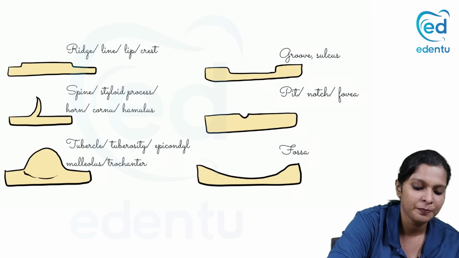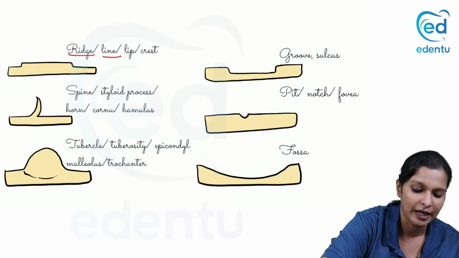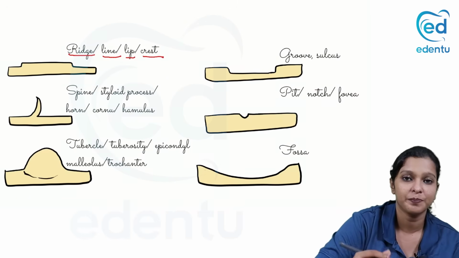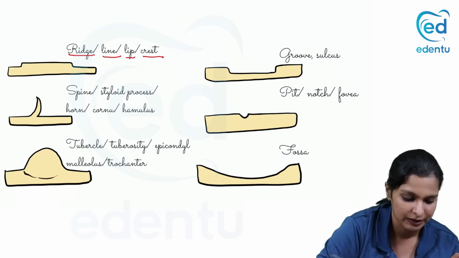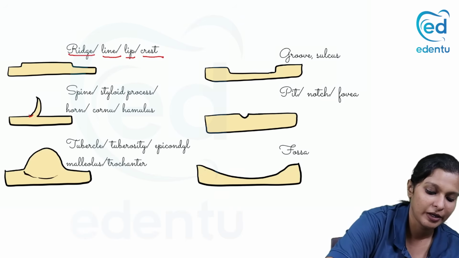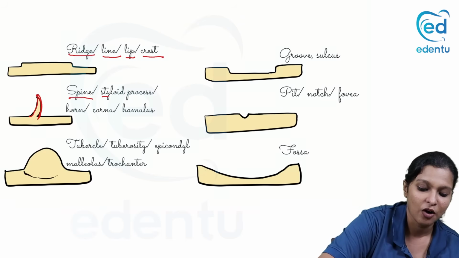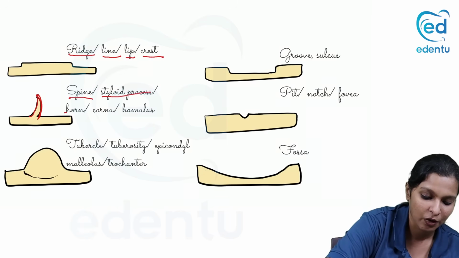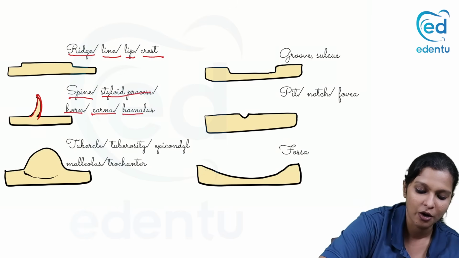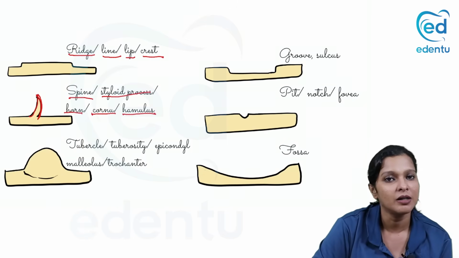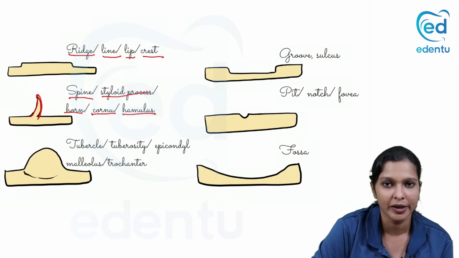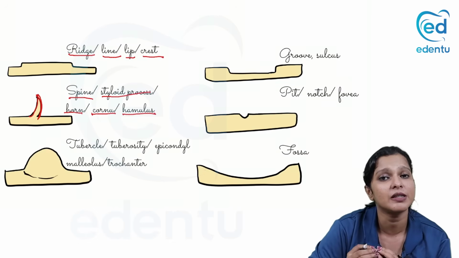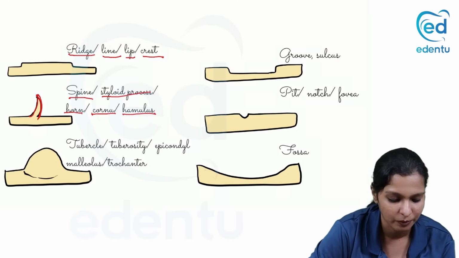The first one is called a ridge or line or lip or crest. If the elevation is linear and long enough, it is called one of these. The next one, when it is a sharp projection out of the bone, is called a spine or styloid process or horn or cornua or hamulus. In one bone it is named differently, but it all means the same, just a sharp projection out of the bone.